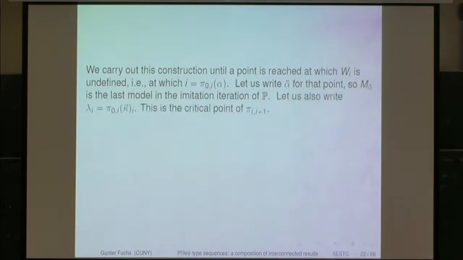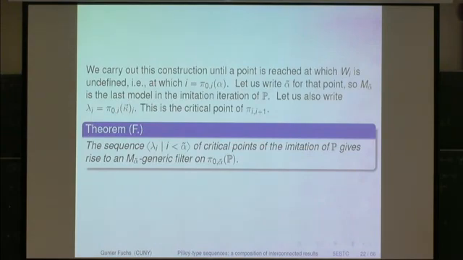Okay, so let's call M alpha tilde the last model in this iteration, and let's write lambda i for pi 0 i of the kappa sequence at component i. Right. So lambda i is going to be the critical point of pi i plus 1. And so the lambda sequence is now the critical sequence. Right. And so it turns out that the sequence is M alpha tilde generic for the image of the forcing.